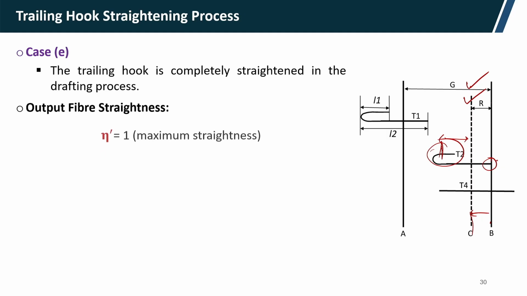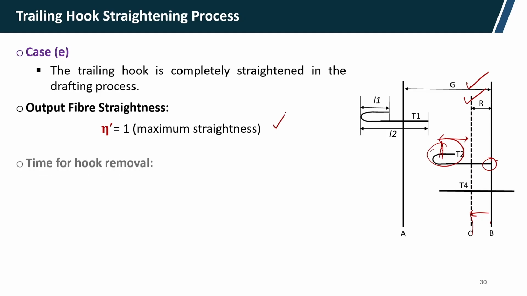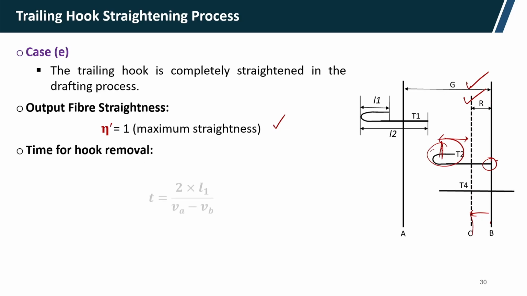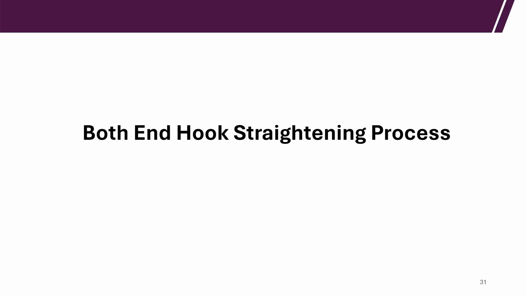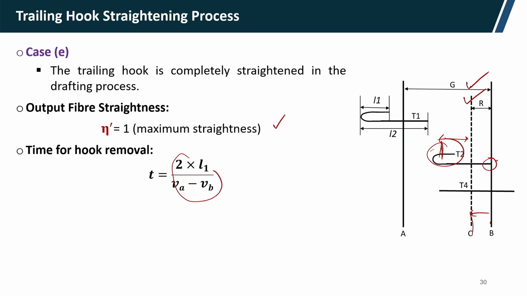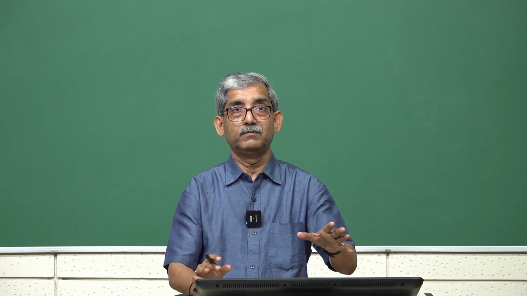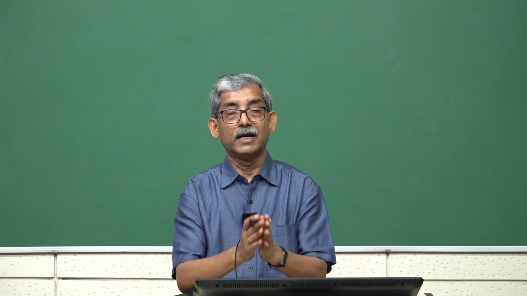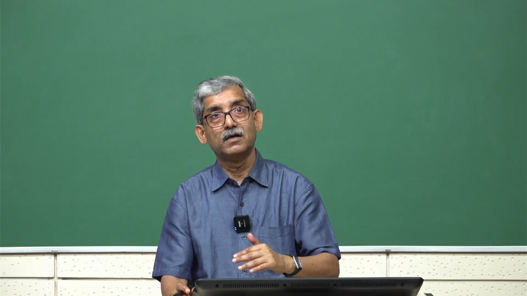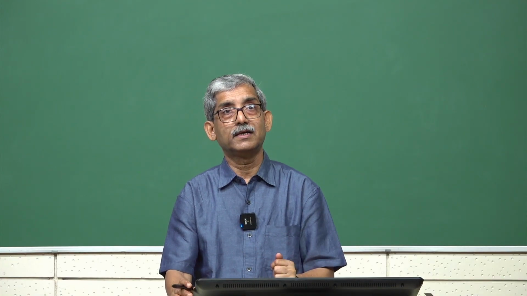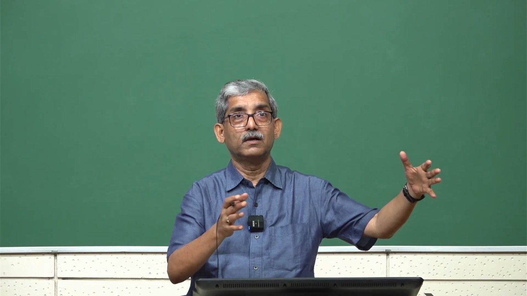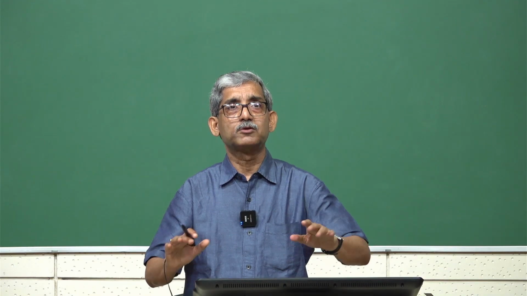So, the output fiber straightness we can have is 1, the maximum straightness, and the time for the hook removal is L 1 by (V 1 minus V 2) by 2. So, from there we can see that in the trailing hook portion also there is a chance for all the fibers getting straightened. Now, between the leading hook and trailing hook we have discussed many possibilities.